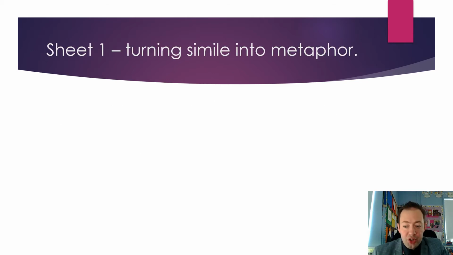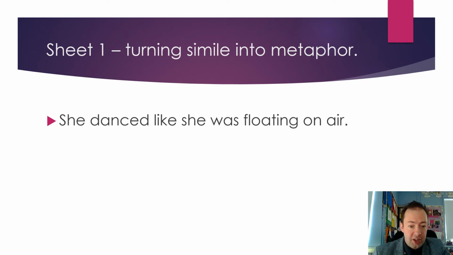So you've got two sheets to do today. The first one is where you will turn a simile into a metaphor. You're given a simile, this is your first one. She danced like she was floating on air. Now you've got to turn this into a metaphor.